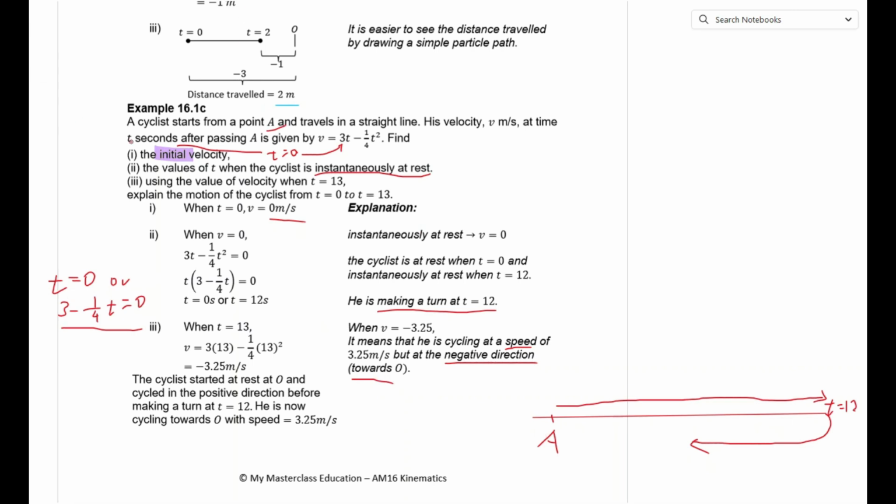Therefore, your answer will be: the cyclist started at rest at point A and cycled in the positive direction before making a turn at t equals 12. He is now cycling towards A with a speed of 3.25 meters per second.